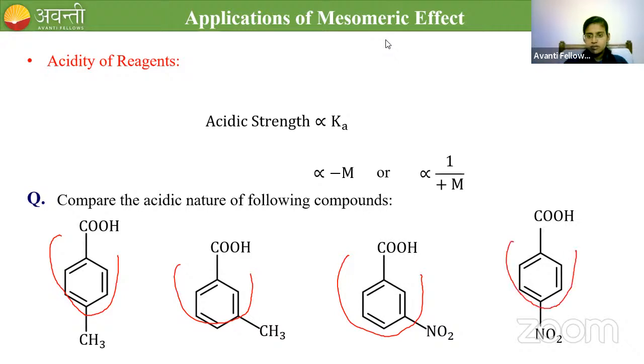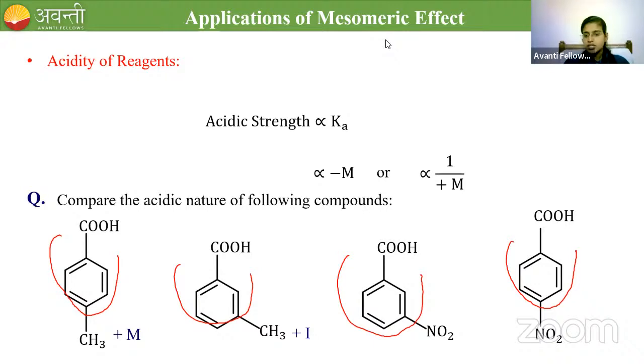Now let me start from the first. For the first compound, I have CH3 group. CH3 is an electron donating group, which is called as plus M group. And in the second case also, I have CH3, but it is attached at the meta position. So it is acting as a plus I group, not plus M group, because plus M is possible only for ortho and para. It is not applicable for meta. So if something is there at meta position, we have to take that as plus I group, inductive effect.